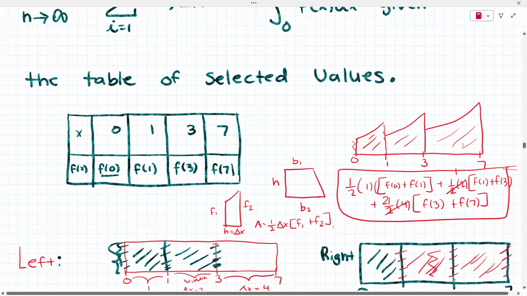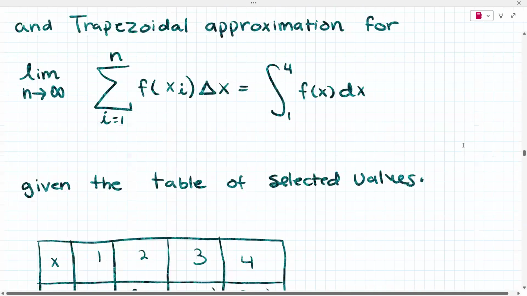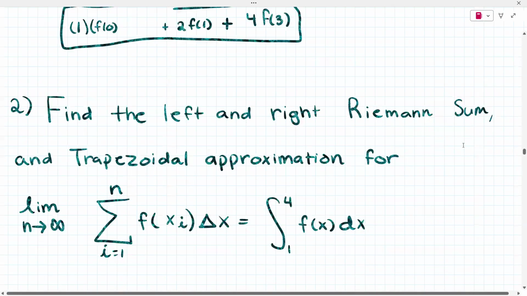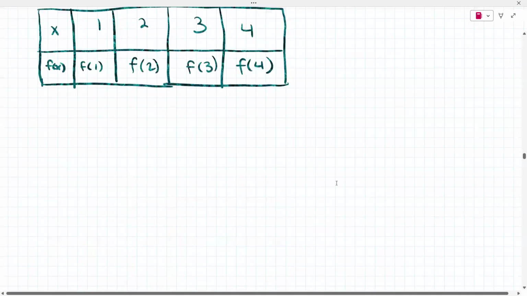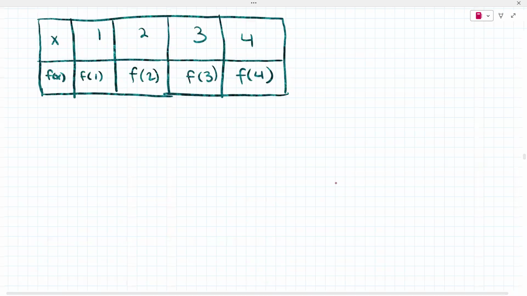Okay, let's move on to example 2. Find the left and right Riemann sum and trapezoid approximation. This time we're going from the interval 1 to 4 of f of x dx, and they give us exactly the same table. So just like the last one, let's do the left. Excuse me. So our boundaries are from 1 to 4.